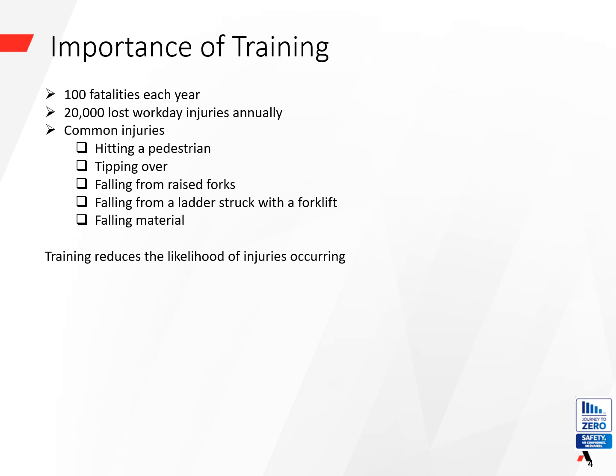Training plays a crucial role in workplace safety, especially when it comes to operating forklifts. Without proper training, the risk of accidents and injuries significantly increases. Consider these sobering statistics: approximately 100 fatalities occur each year due to forklift accidents, with an additional 20,000 lost workday injuries reported annually. Common forklift-related injuries include accidentally hitting a pedestrian, tipping over of the forklift, falling from raised forks, falling from a ladder struck by a forklift, and being struck by falling materials.